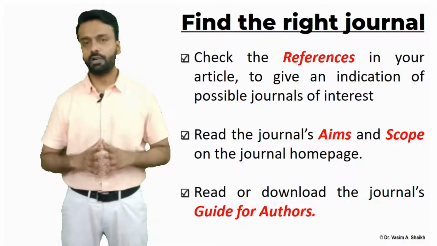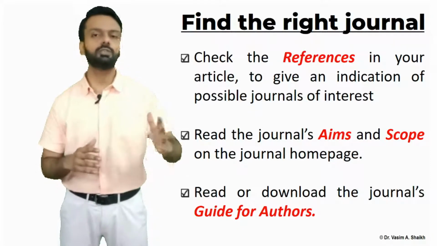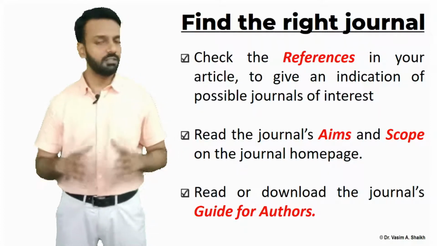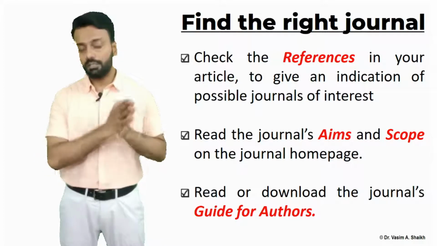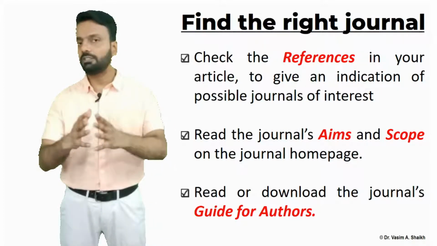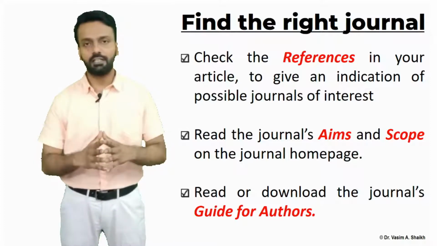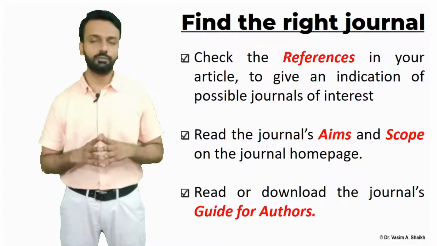So when you have shortlisted some journals, you need to go to the website of the journal. There the aim and the scope of the journal are listed, and you need to see whether your work is matching with the aim and the scope of the journal. Only then you can finalize that journal for the submission purpose.